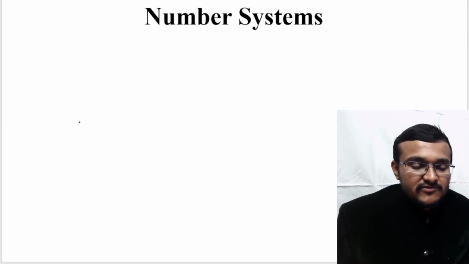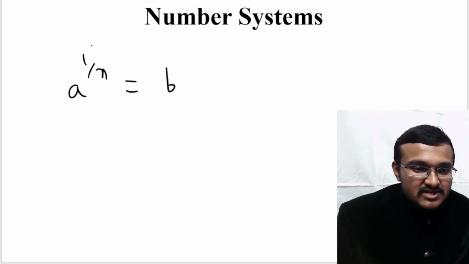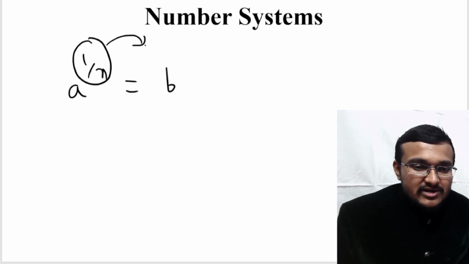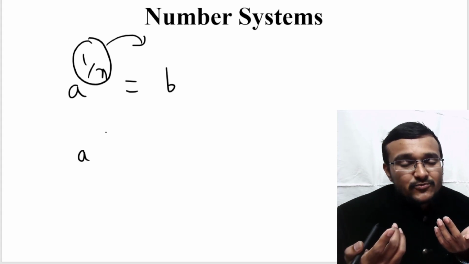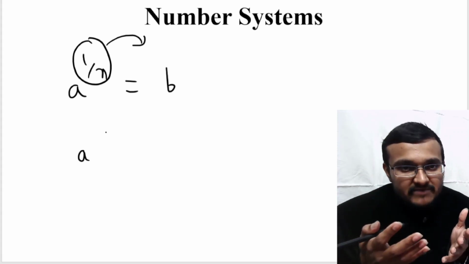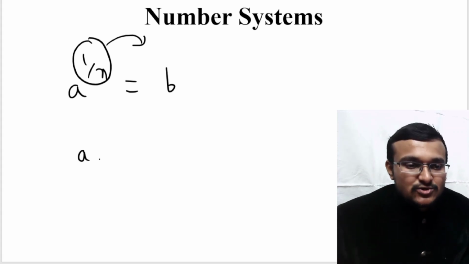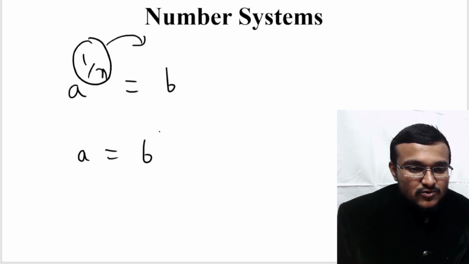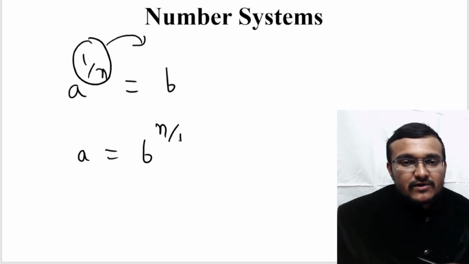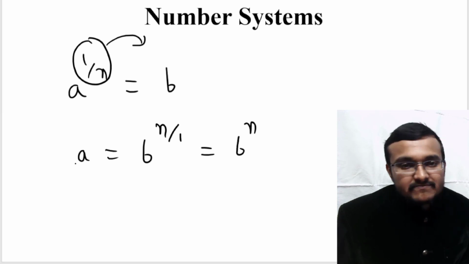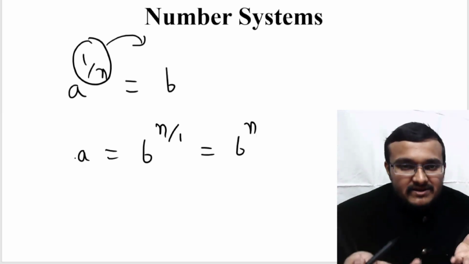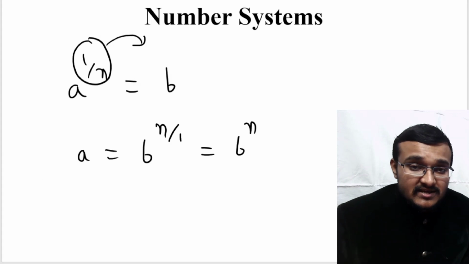So in simple terms, if you want to remember, a power 1 by n is equal to b. If you want to bring this 1 by n to RHS, then you have to take the reciprocal of whatever is there in the power. This is just a simple technique to remember this. So a is equal to b power n by 1, that is nothing but b power n. You can just remember this particular law as well.